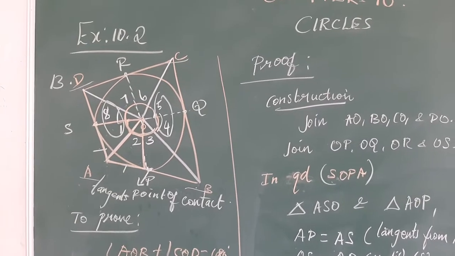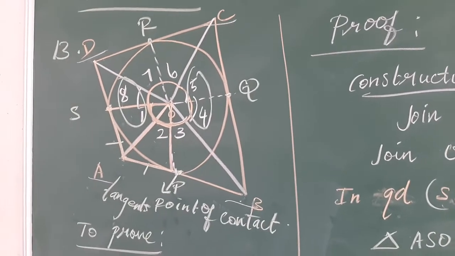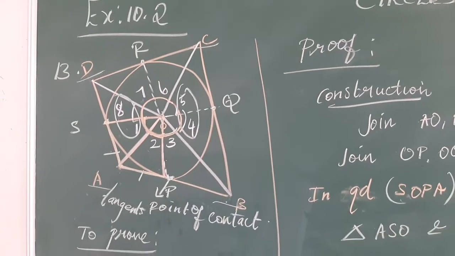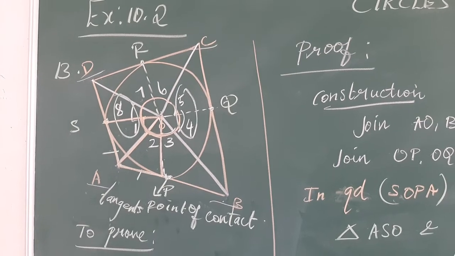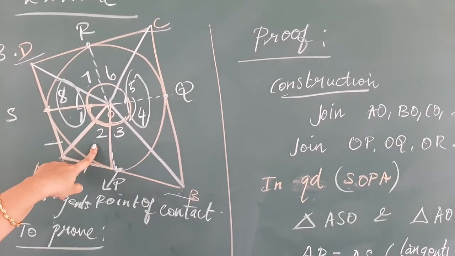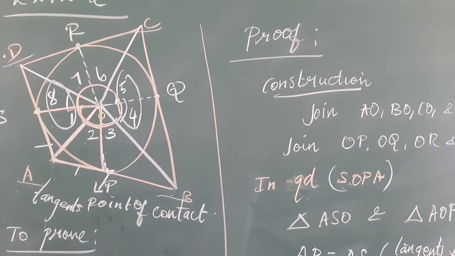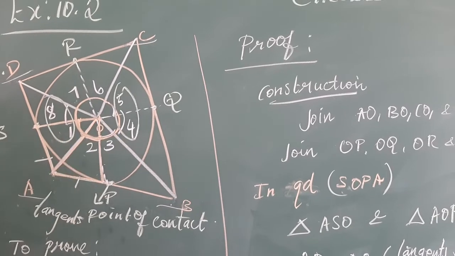Children, again this is an important sum. The good thing in the circles chapter is they will not even change the question. The same question in the content book will be given in the board examination. Do concentrate. A quadrilateral is circumscribing a circle, and we need to prove that the angle made by any pair of opposite sides with the center is supplementary.